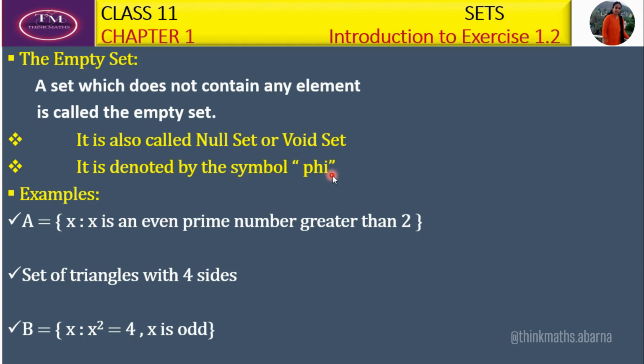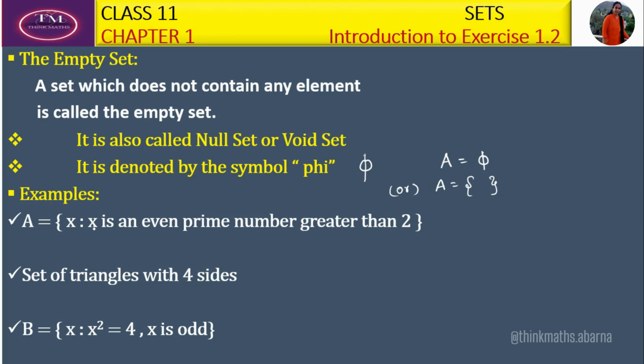It is denoted by the symbol phi, which is nothing but a circle with a standing line. This is the symbol for null set. There will not be any elements in the set. So we can write A equal to phi. Or we can also write A is equal to, open the curly bracket and close the curly bracket. There will not be any elements, so no elements in this set. So A is equal to null set or void set or empty set.